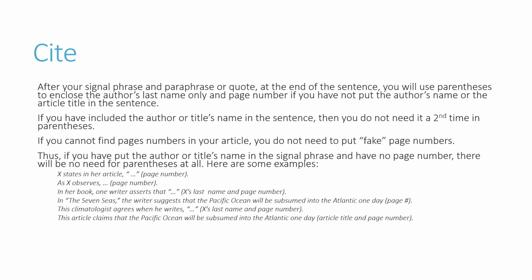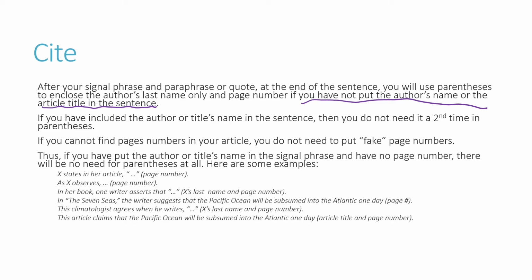Next, we get into the citing part. After your signal phrase and paraphrase or quote at the end of the sentence, you will use parentheses to enclose the author's last name only and page number if you have not put the author's name or the article title in the sentence. If you included the author or article's name in the sentence, then you do not need it a second time in parentheses.